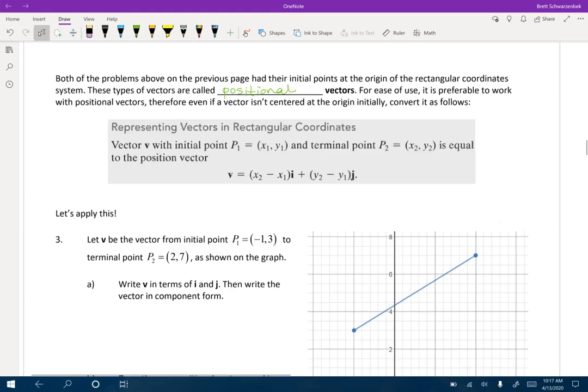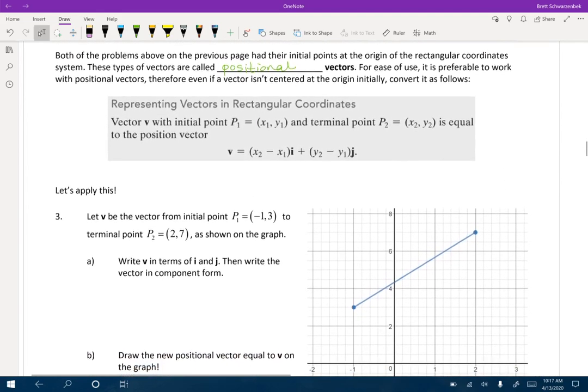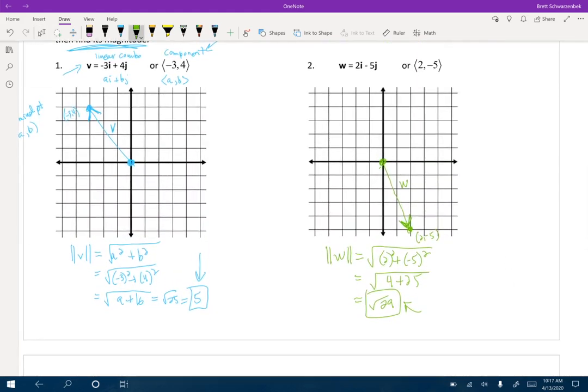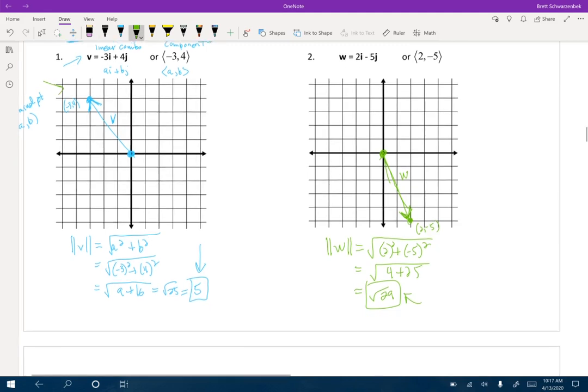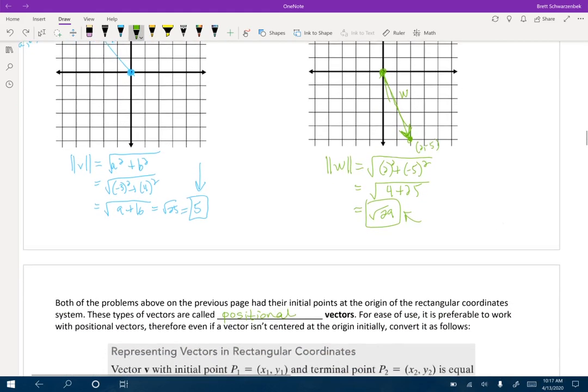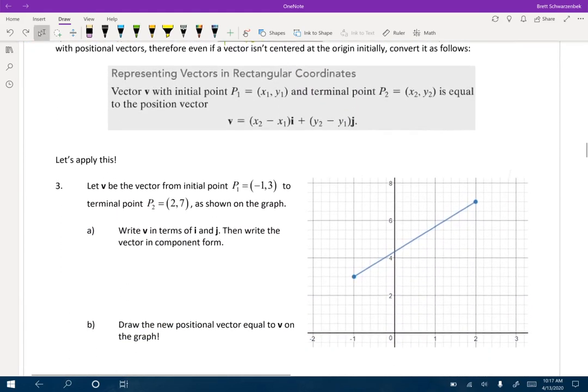Therefore, even if a vector isn't centered at the origin initially, we convert it as follows. Okay, so makes sense. If you were given a problem where the position was at the origin, then this is called a positional vector. So is this, the blue one over here. So both are positional, but what if it wasn't? What happens if you gave a random vector that was somewhere out in space? Well, we want to make it so that it's at the origin. That sounds weird, but I'll show you that it's actually not. So how would we do that?